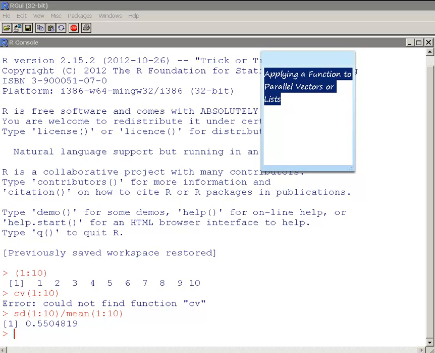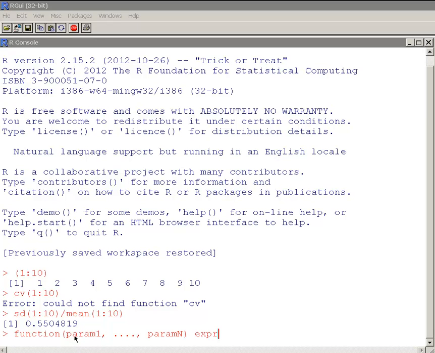Okay, let's talk about applying a function to parallel vectors or lists. Now, before we do that, let's quickly review creating a function. So the basic syntax for creating a function is like this. You give the function a name, you list the parameters, and then you put the expression.